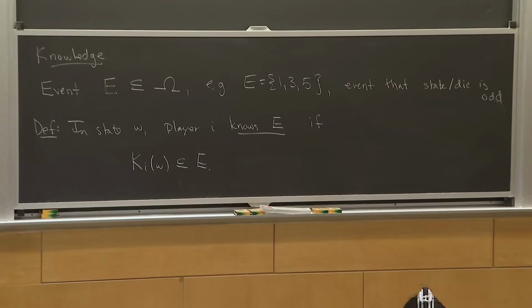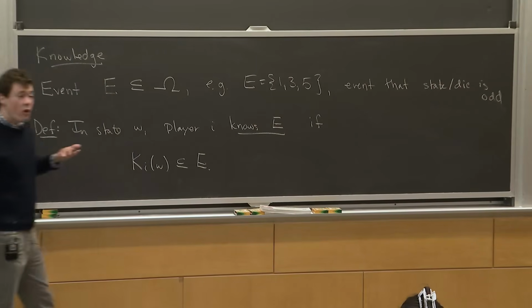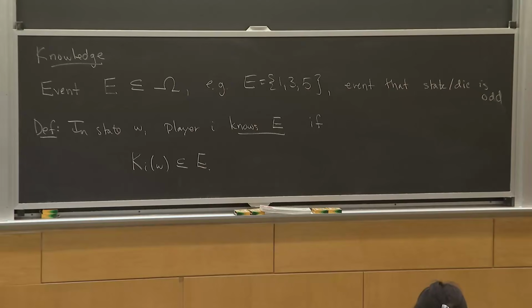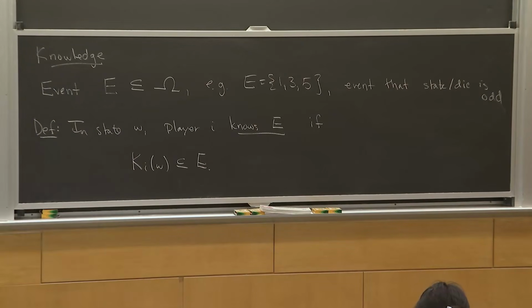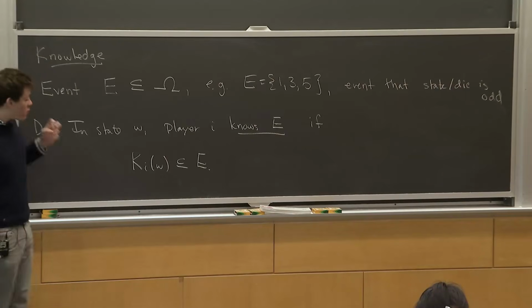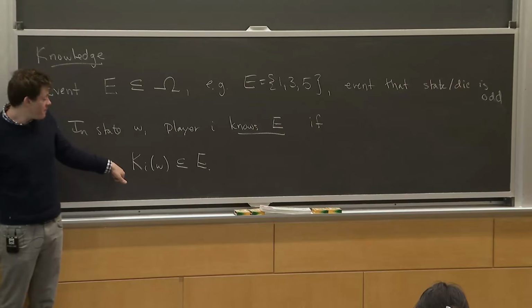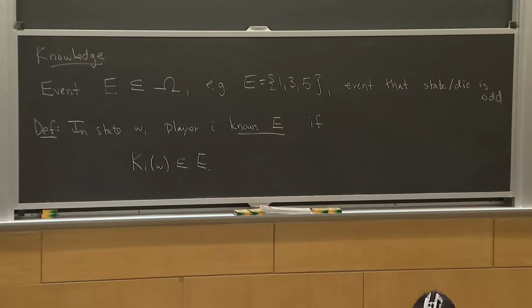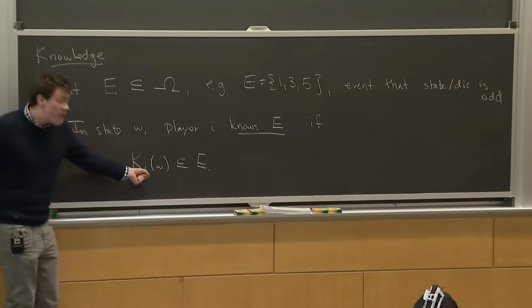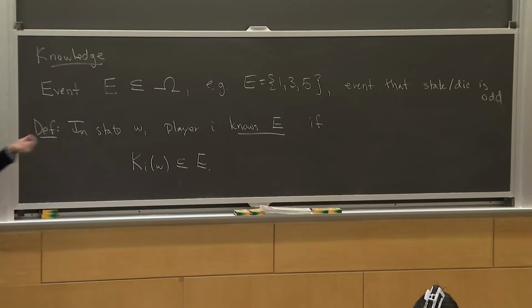Let's interpret this. If the state is omega, well, the player is informed by their information partition, not necessarily that the state is actually omega, but they're informed of which cell of the partition the state lies in. So all the player learns, all the player, quote unquote, knows, is that the state lies in this cell of their partition. And if that cell is a subset of E, then the player can conclude that the event must be E. They don't know exactly which state has been realized, but they know whichever state has been realized, it must be in here, and therefore it must be in here. And this is exactly how we're going to define knowledge.